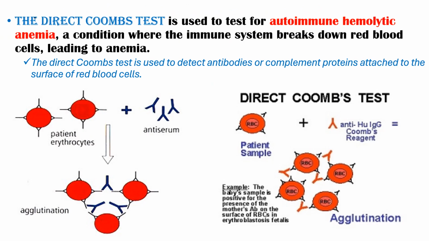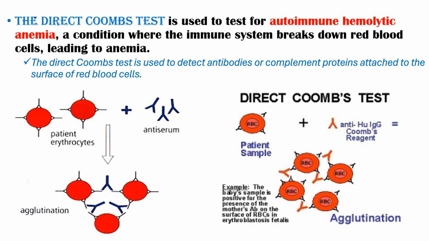The direct Coombs test is used to test for autoimmune hemolytic anemia, a condition where the immune system breaks down red blood cells, leading to anemia. The direct Coombs test detects antibodies or complement proteins attached to the surface of the red blood cell.